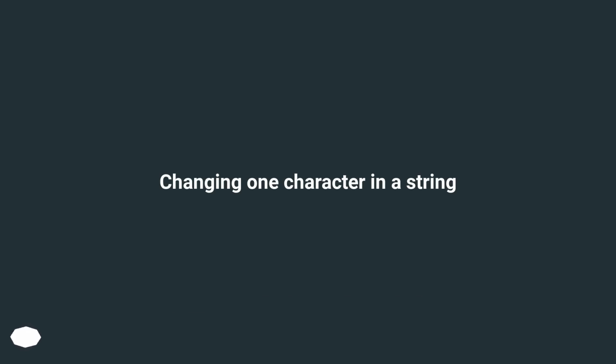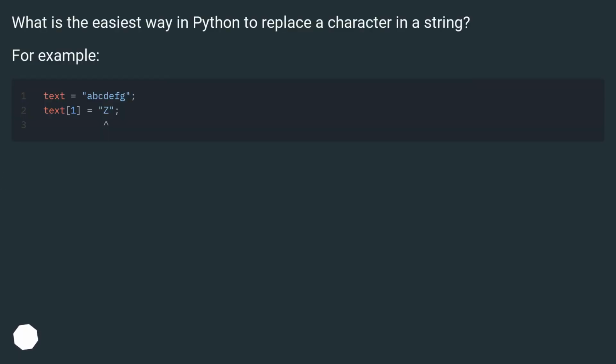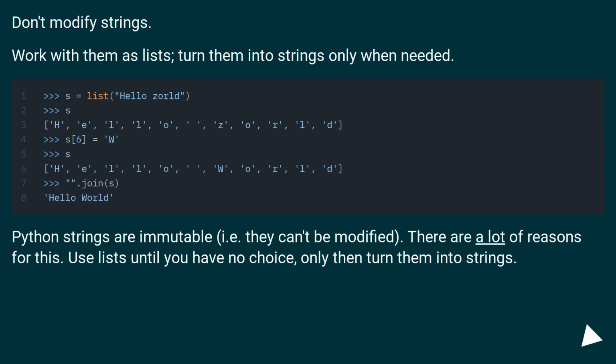Changing one character in a string. What is the easiest way in Python to replace a character in a string? For example, don't modify strings. Work with them as lists, turn them into strings only when needed.